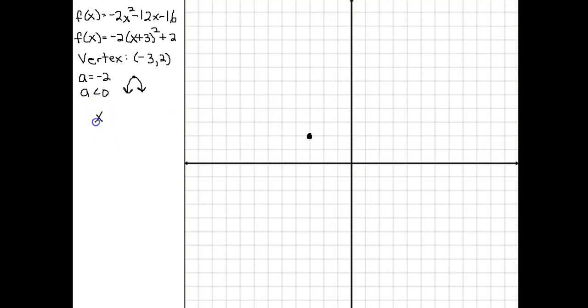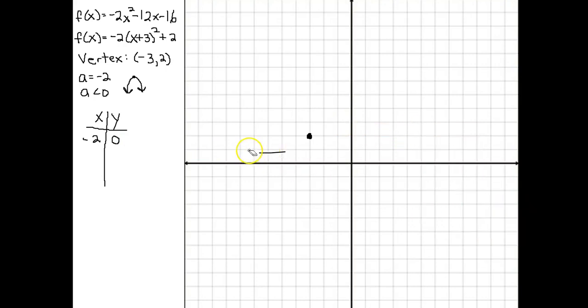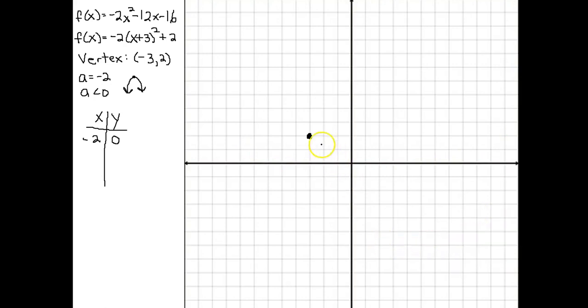Okay, so for our xy table, let's put in negative 2. Negative 2 plus 3 is 1 squared. Negative 2 plus 2 is 0. Ooh, our x-intercepts. Okay, so let's do that again. Negative 2 comma 0 right here.